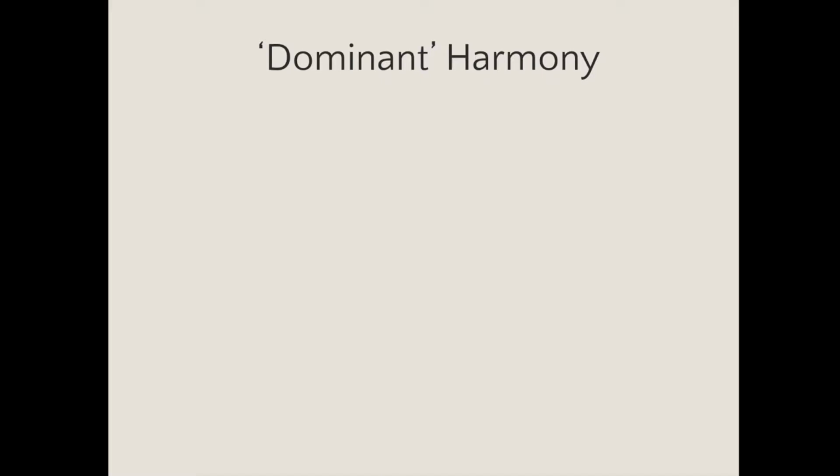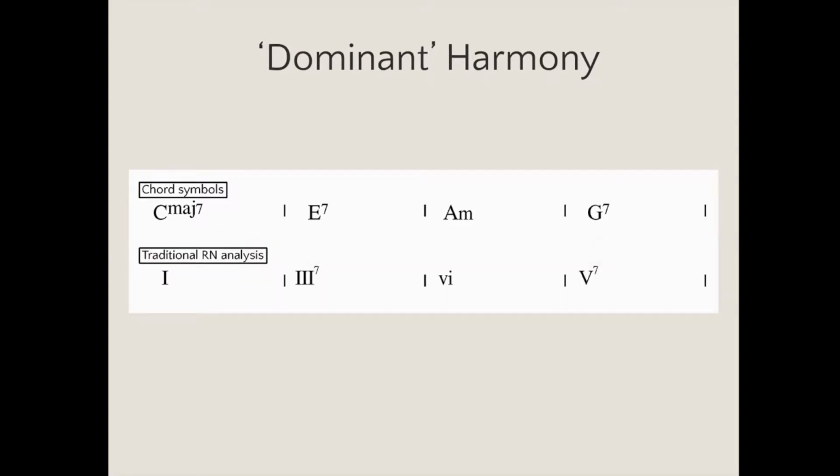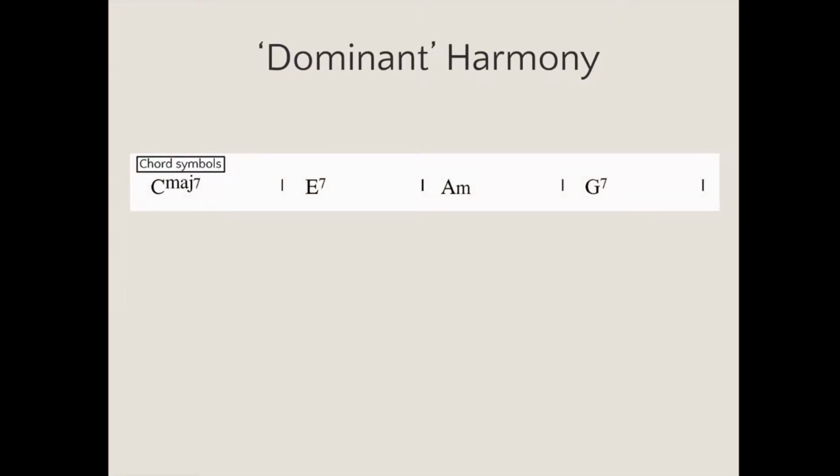Let's look at a simple chord sequence. In traditional harmonic analysis, you might be used to reading things like the following: 1, 3, 7, 6 minor, and 5, 7. In jazz theory, dominant harmony is very important and wide-reaching. So you could label all dominant chords as chord 5.